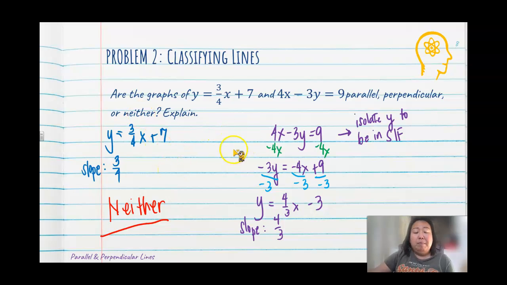Okay, so remember, it is important when you are identifying, or for you to remember how you can create parallel lines, or how you can create perpendicular lines. Parallel lines, same slope. Perpendicular lines, they have to be opposite signs, and they need to be reciprocals of each other. Okay?